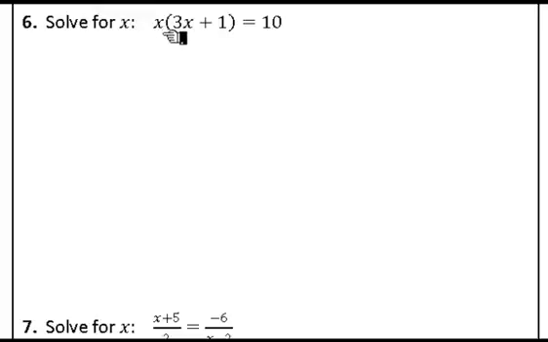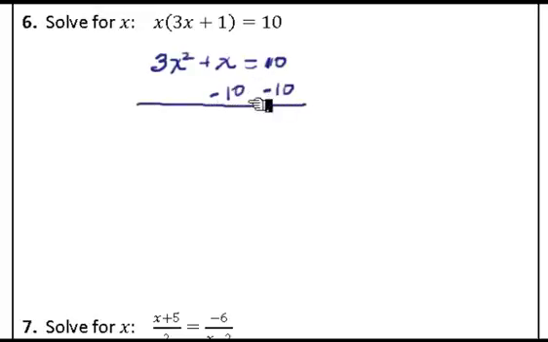In number 6, we see that if we multiply through, we're going to have 3x squared. So this is a quadratic as well. All right, first we want to put this in standard form. So let's multiply through by that x. We have 3x squared plus x is equal to 10. And now to finish off the standard form, we need 0 on the right-hand side. So we're just going to subtract 10 from both sides, and we get 3x squared plus x minus 10 is equal to 0. And now we'll try factoring.